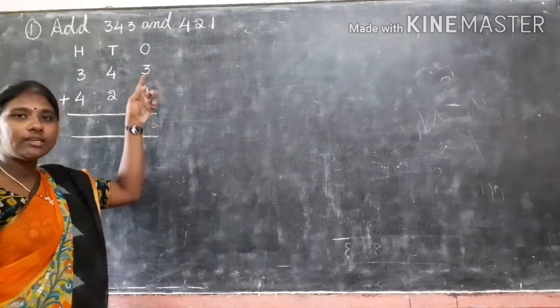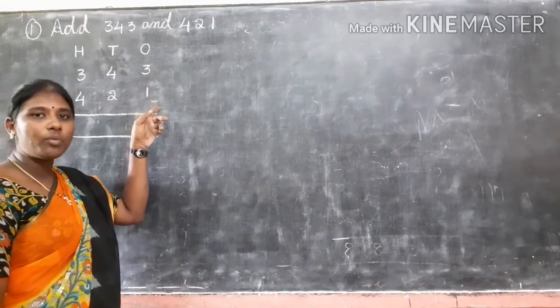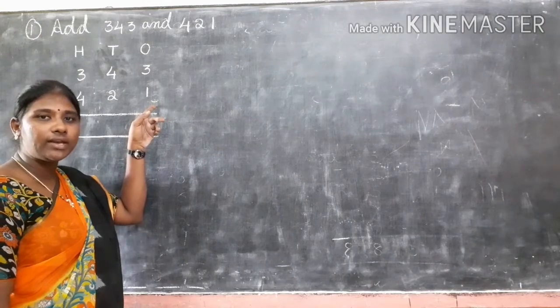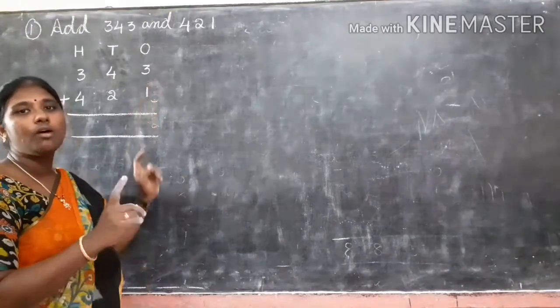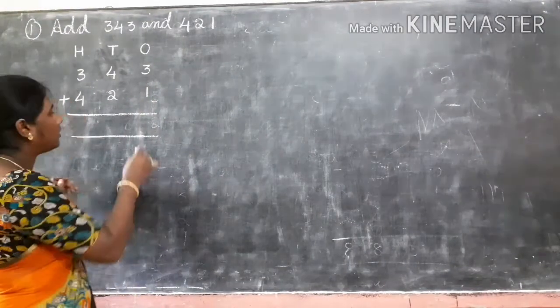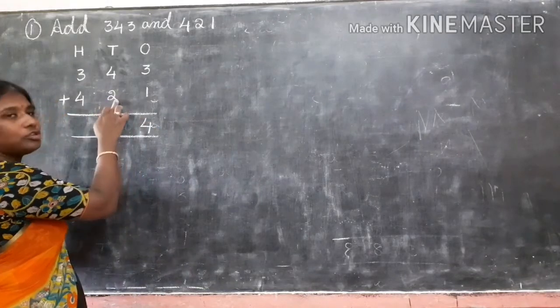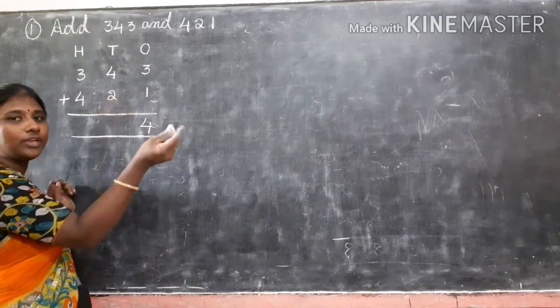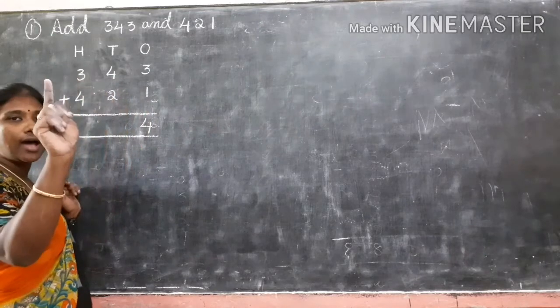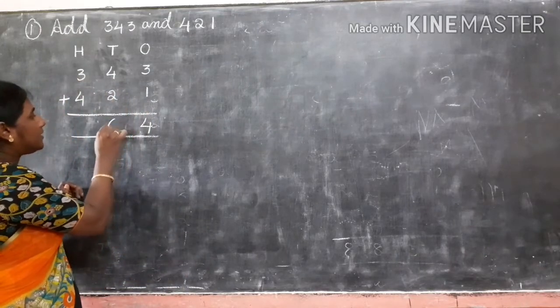Now first number 3, down number 1. Take one finger. 3 after 1 is 4. 3 plus 1 is 4. Next here 4 and 2. Down number 2, take 2 fingers. 4 after 5, 6. Right, here 6.